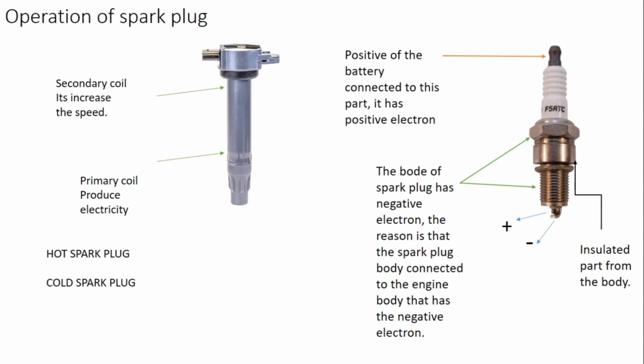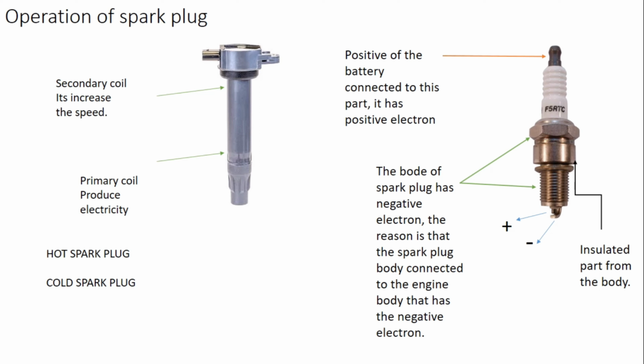So the electricity, whose speed is increased and is produced more than before, will be sent to the positive port of the spark plug. From there, the electrons move downwards, and if you see the body of the spark plug, which I mentioned with the arrow, those are connected to the body of the engine block. Engine block has negative electrons, so the negative electrons of the engine block are transferred to the spark plug. And if you check, there is a gap between the plus and minus. In that situation, the spark will happen.